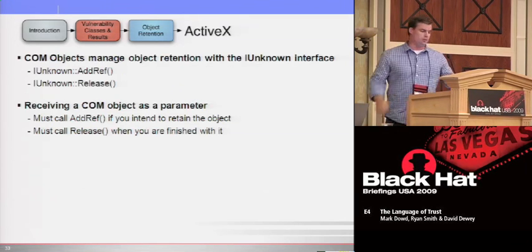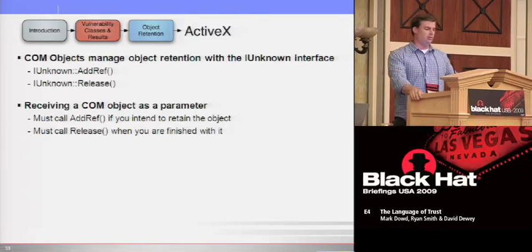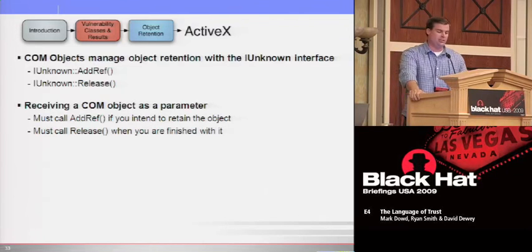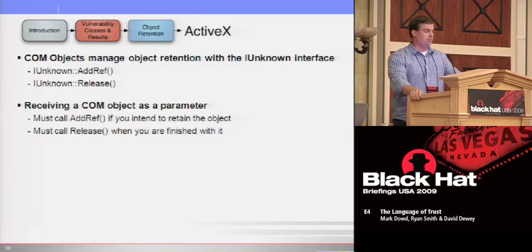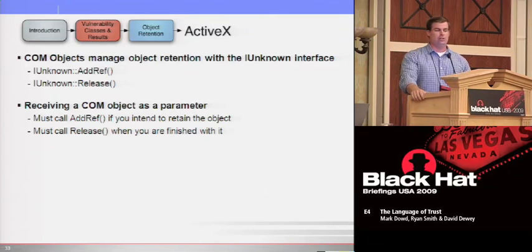All right, so I'm going to talk a little bit about some of the object retention vulnerability classes that exist within ActiveX. COM objects manage their retention through the IUnknown interface, which exposes two methods: one called the AddRef method and one called Release. These two methods, as Ryan mentioned, do exactly what they sound like. AddRef increments the reference counter and Release decrements it.